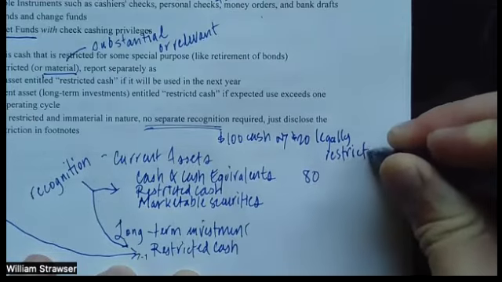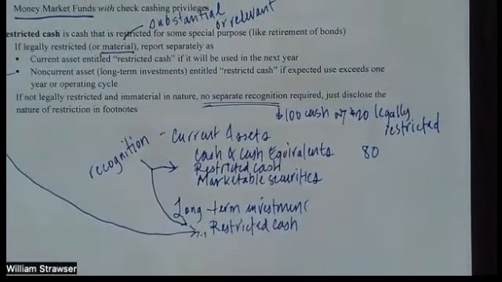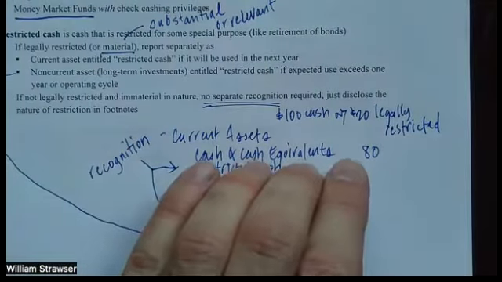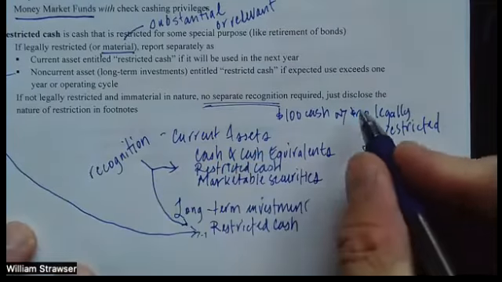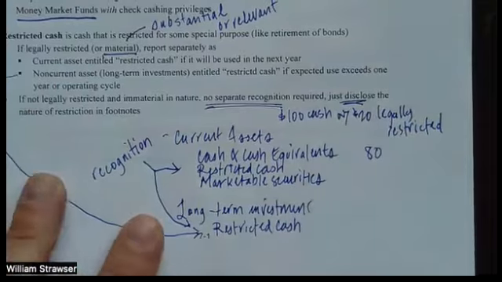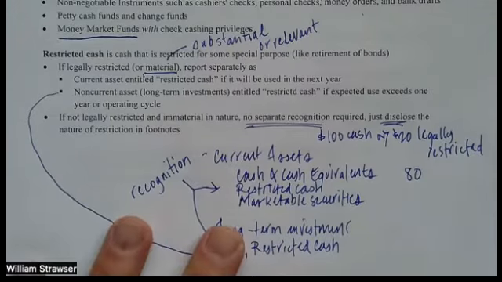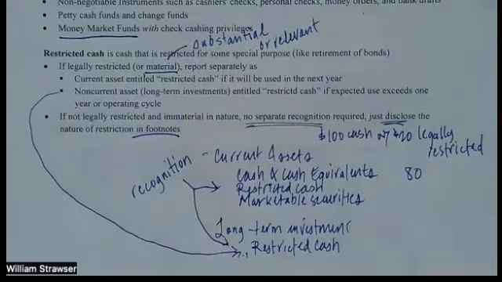Now, if this weren't a legal restriction, then I would not have to do this sort of separate recognition. I could put all 100 in cash and cash equivalents. I would just have to disclose it, and disclosure is not as rigorous of a threshold. When we talk about disclosing things, we're putting them in the footnotes. So a couple of things to take away here.